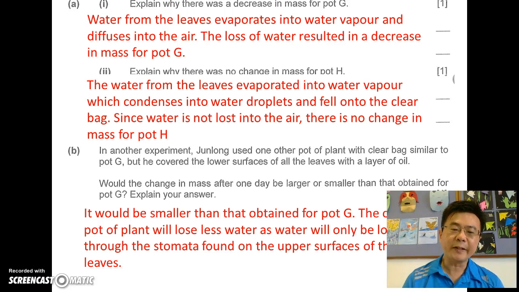Do be mindful that most of the stomata are found on the lower surfaces of the leaf. If the lower surfaces of the leaf are covered by oil, it will prevent the water vapor from escaping. It will prevent water from escaping through the stomata as water vapor. Hence, the change in mass will be smaller than that obtained for pot G.